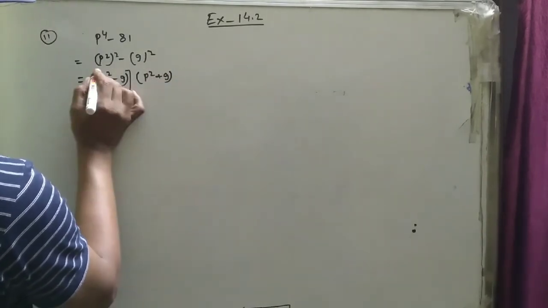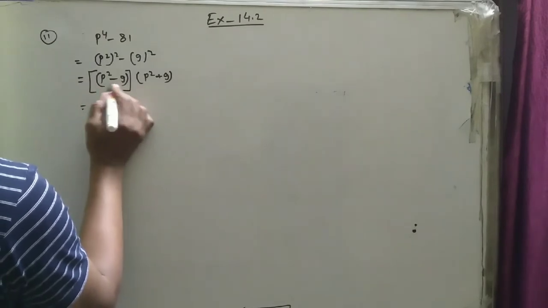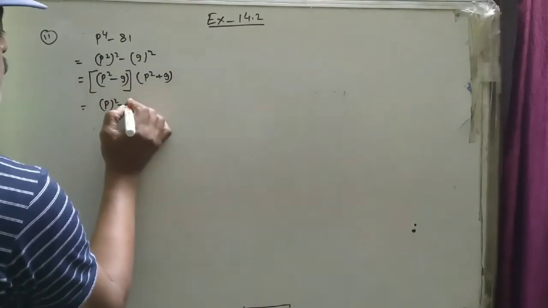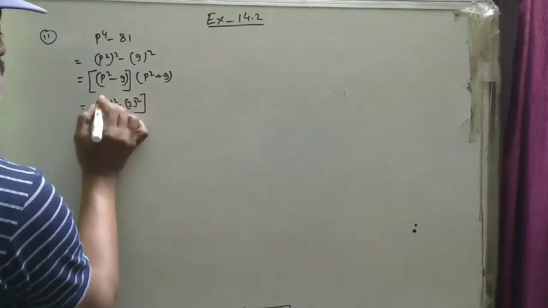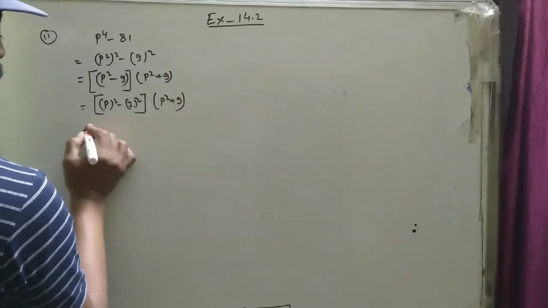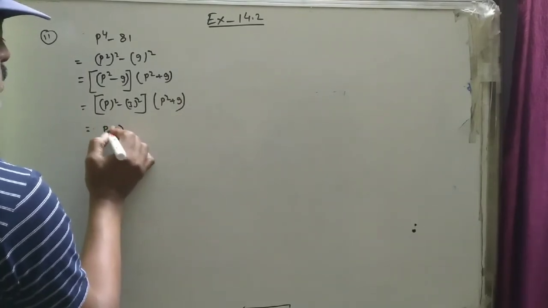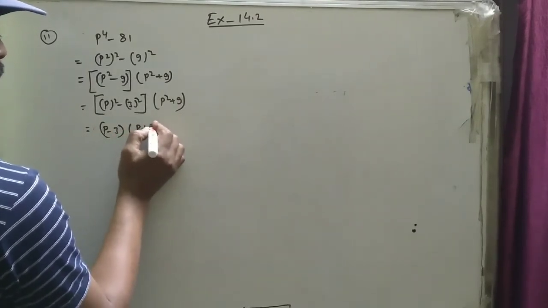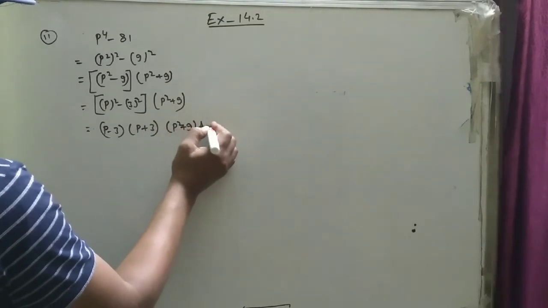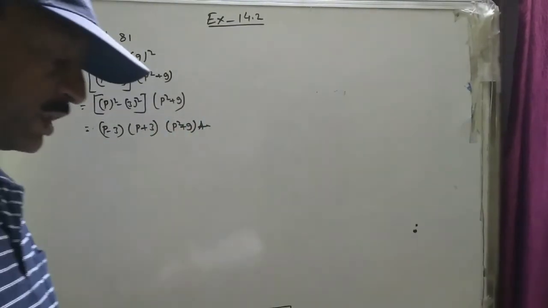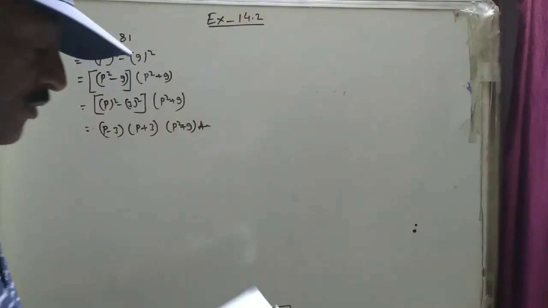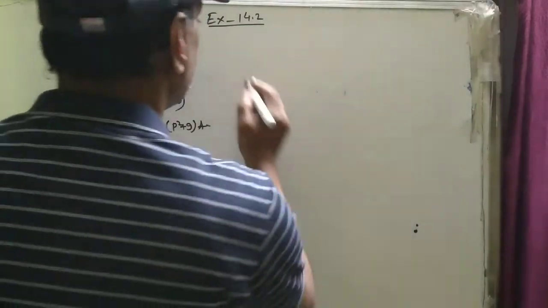Again here in this term we can use the formula a square minus b square. So we can write in this way and it will be same. So p minus 3, p plus 3 and p square plus 9. So this is the answer. Question number 2. Just see question number 3. Question number 3.